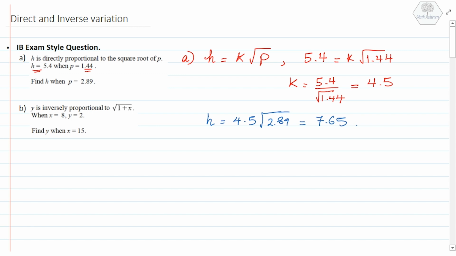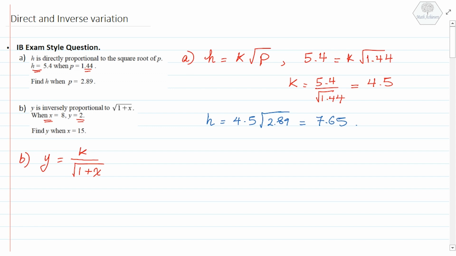This is part A. Part B of the question. Part B says that y is inversely proportional to the square root of 1 plus x. So y is simply equal to K over the square root of 1 plus x. I need to use these givens to find the value of K.